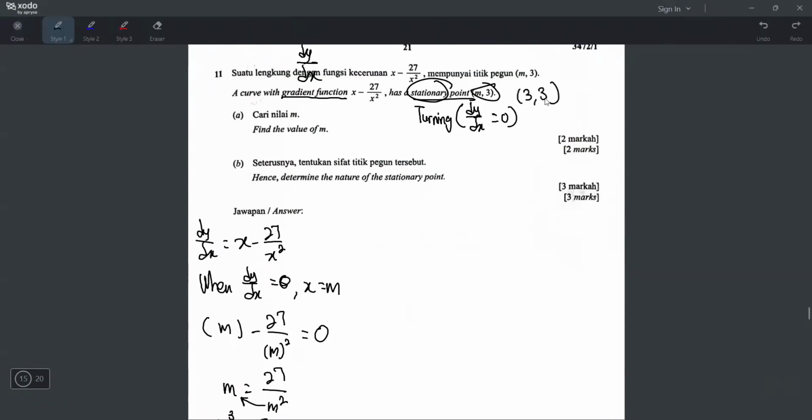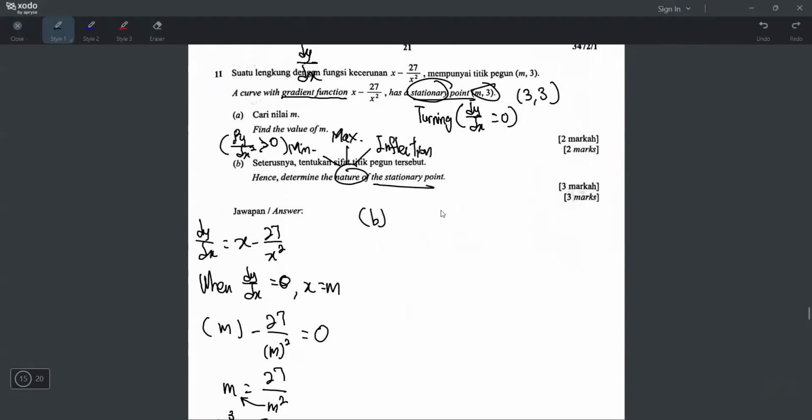It's (3, 3), right? Now I have to do part B. B says: determine the nature of the stationary point. Nature means they want you to write whether it's a minimum point, a maximum point, or an inflection point. So what is a minimum point? A minimum point is when your second derivative is bigger than 0.